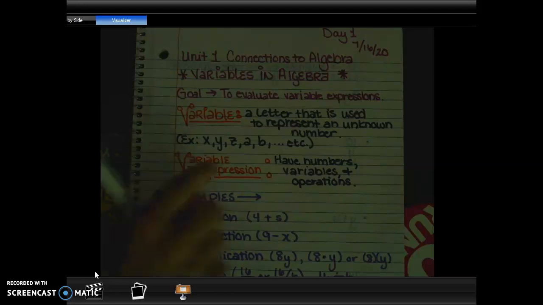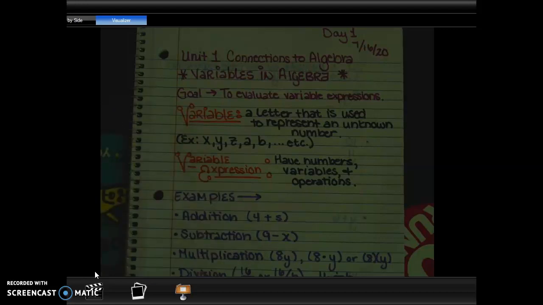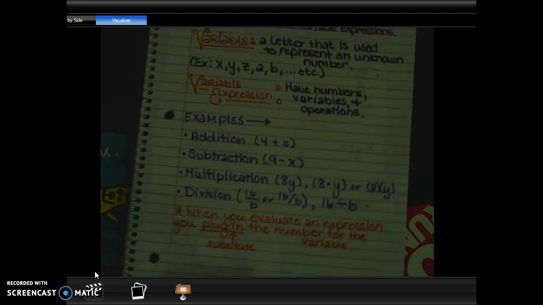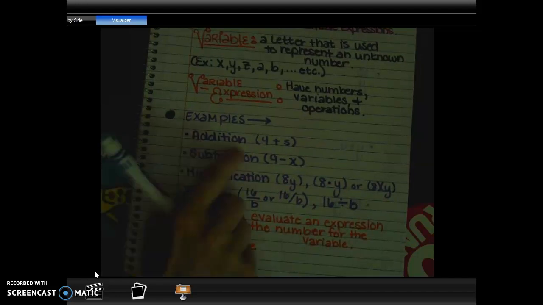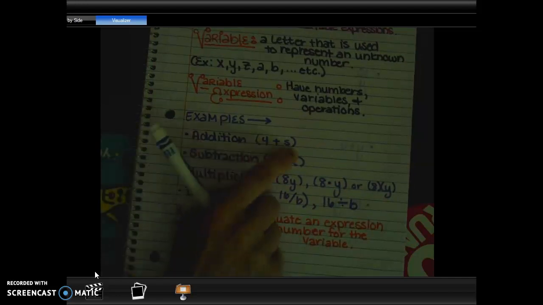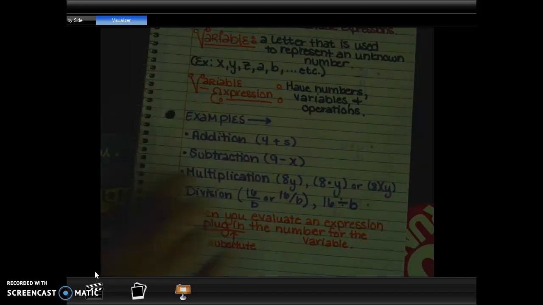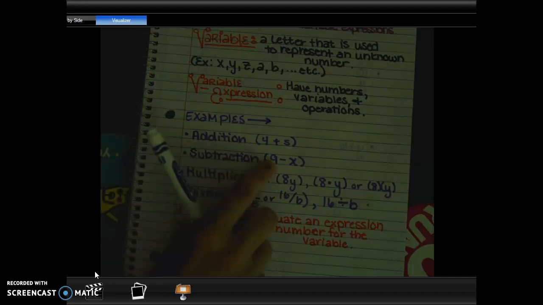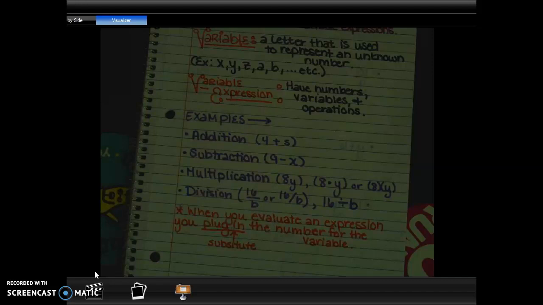Now, a variable expression. This is whenever you have a set of, like, a number and a variable and an operation happening. Expressions can have multiple things happening at once. So here's some examples of the expressions you could see. So an addition expression would be like a number plus a variable. There you go. That was pretty simple. A subtraction expression would have a number minus a variable, or even a variable minus a number.